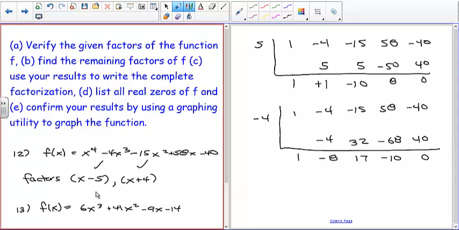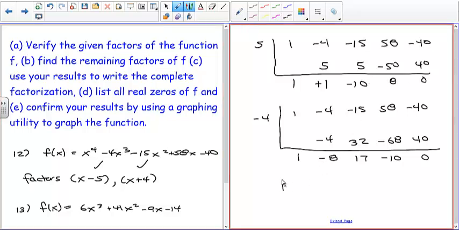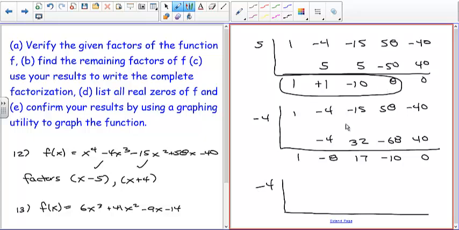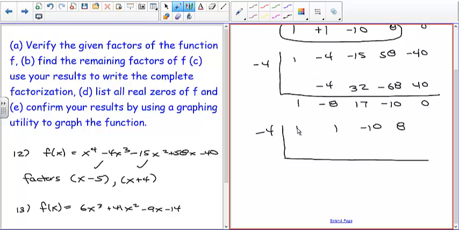Now the question is, how do you get the remaining factors? So yeah, another way of doing this would be to, once you've gotten a 0 remainder, we could have also proved that negative 4 is a factor by taking what's left over, 1, 1, negative 10, 8, and dividing by the other factor. So we'll see, it works out.